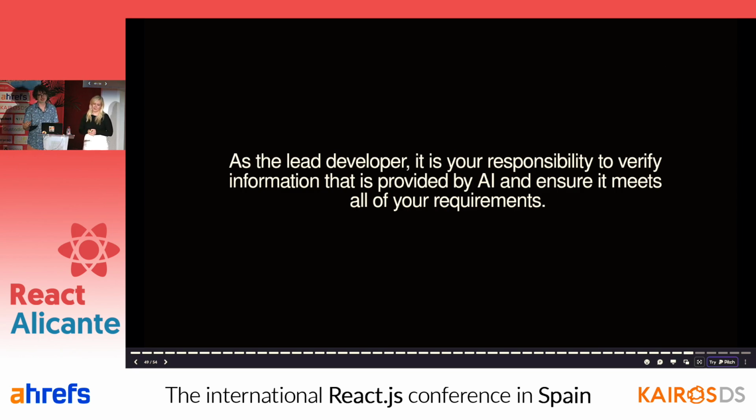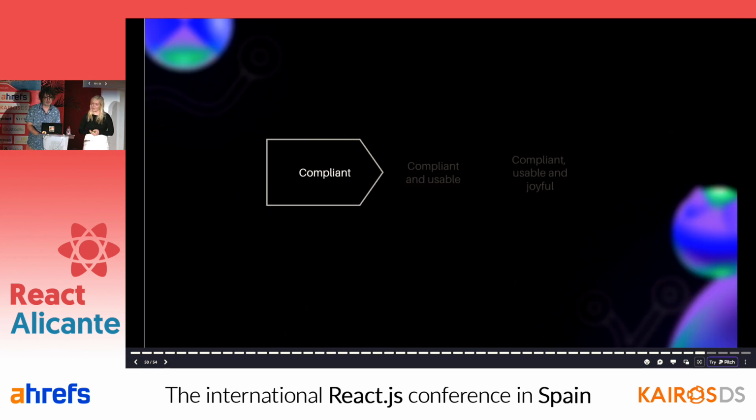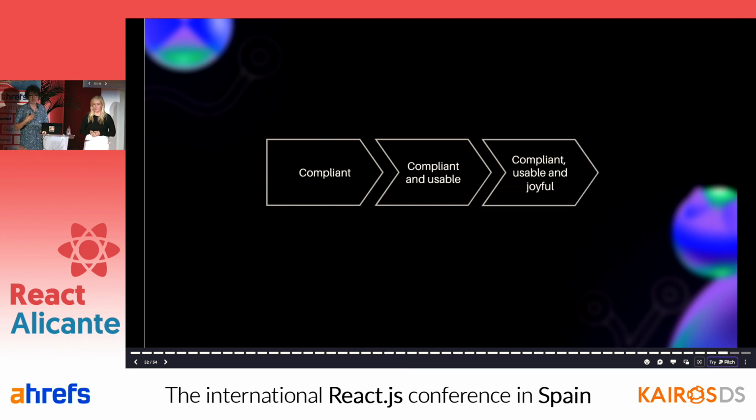As the lead developer, it's your responsibility to verify information that is provided by the AI and ensure that it meets all of your requirements. Cool. And so AI can really assist with the first part of this three-part chain, which is to help make things compliant. But it's really up to you to make things compliant and usable. And then compliant, usable, and joyful is this final step. So, if you're writing your website about your small batch artisanal mustard recipe, AI can't make that joyful. That's up to you and your real passion for mustard.